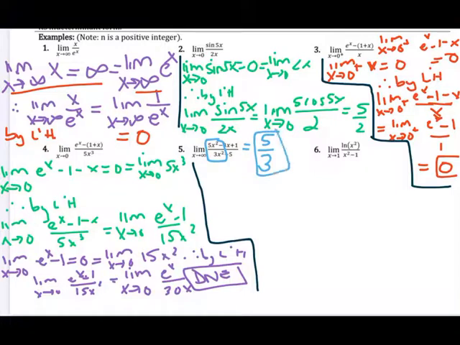You do not need to use L'Hopital's rule, and you could, and it's going to take you a lot more time to do it that way, but you definitely don't need to use L'Hopital's rule. So I would not. I would save myself the time and the energy and not use L'Hopital's rule on that problem. All right, go ahead and pause the video and work on number 6.